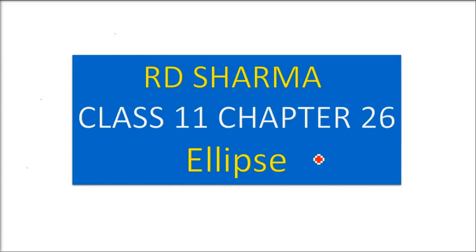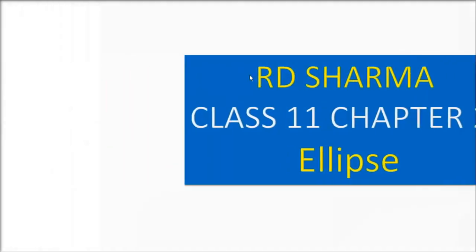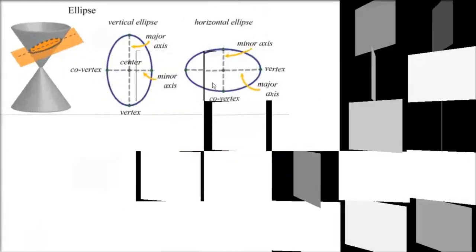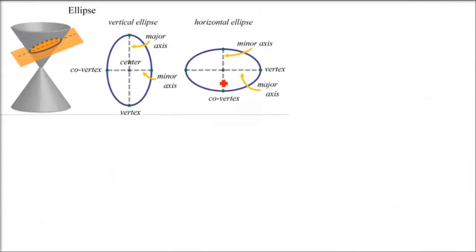This is R.D. Sharma, class 11, chapter 26, ellipse. We are looking at ellipse today. Ellipse is a conic section. We have already discussed conic sections, but we'll try to elaborate on it more.